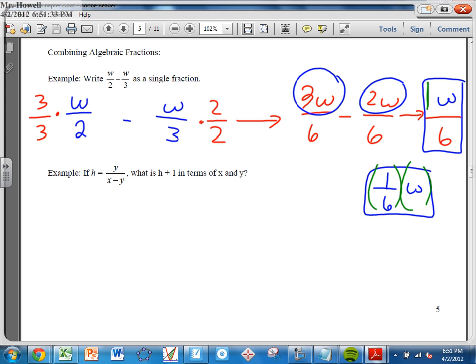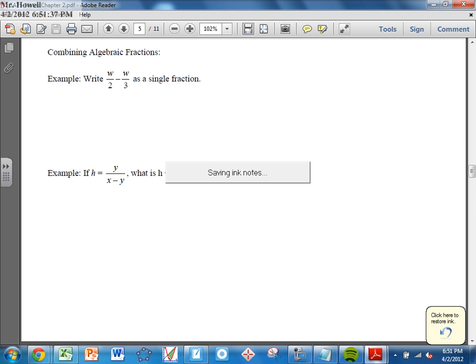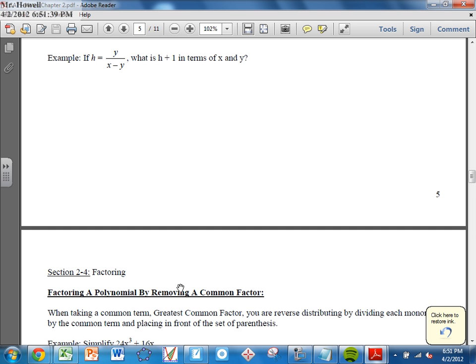All right. Let us take a quick look at this next example because this involves algebraic fractions. So, this problem tells us that h is defined as y over the quantity x minus y. And it says, what is h plus 1 in terms of x and y? And in this kind of a problem, it'll be a multiple choice. So let's go ahead and take a look.